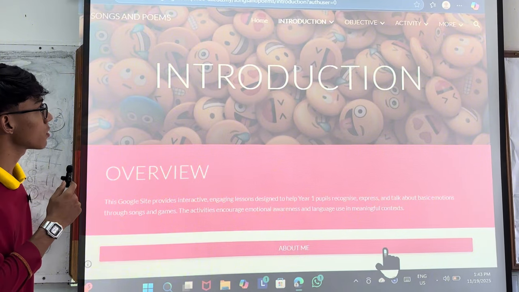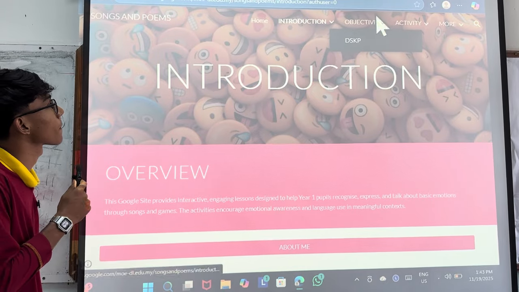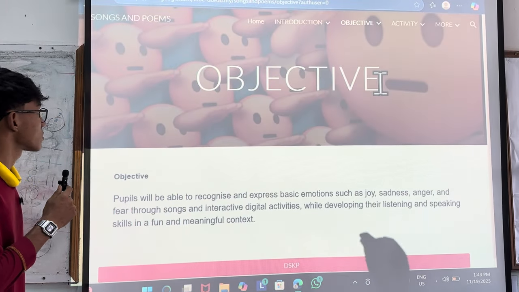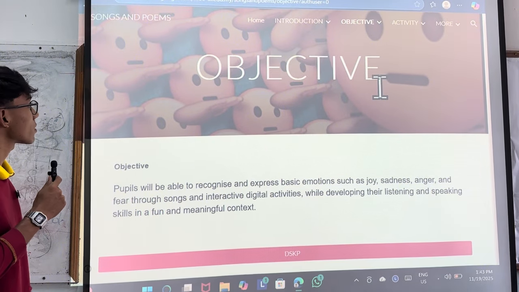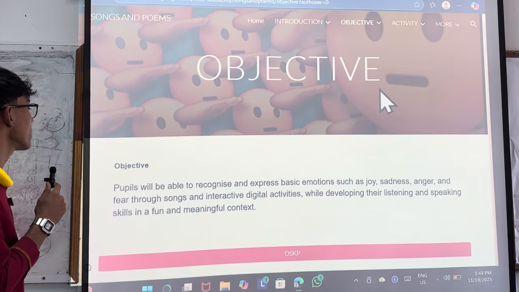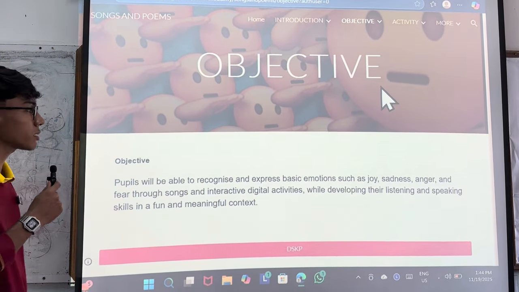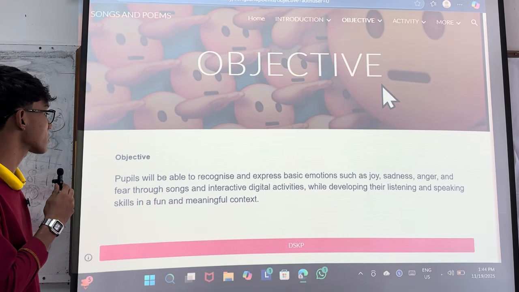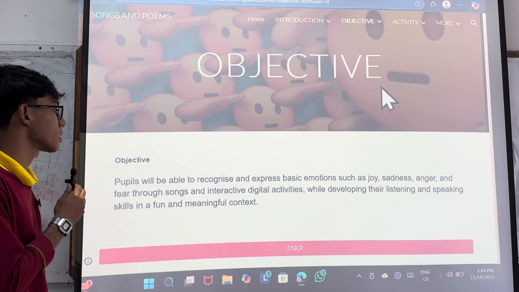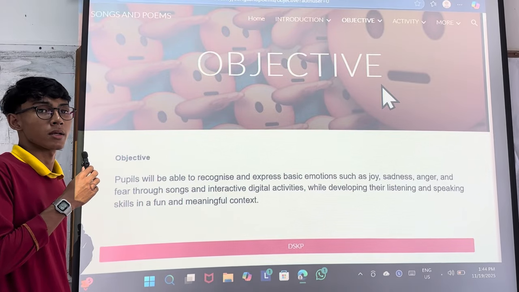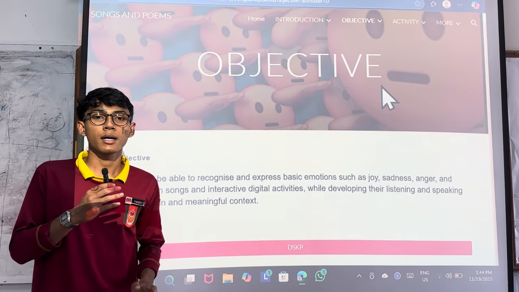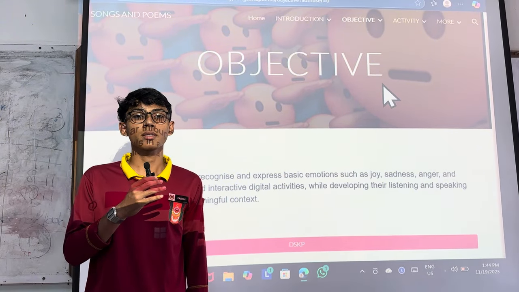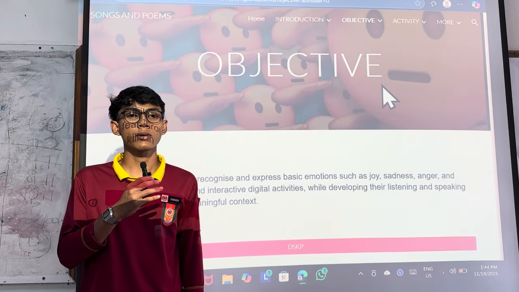Now let's move on to the objective. The objective is that pupils will be able to recognize and express basic emotions such as joy, sadness, anger, and fear through songs and interactive digital activities while developing their listening and speaking skills in a fun and meaningful context.